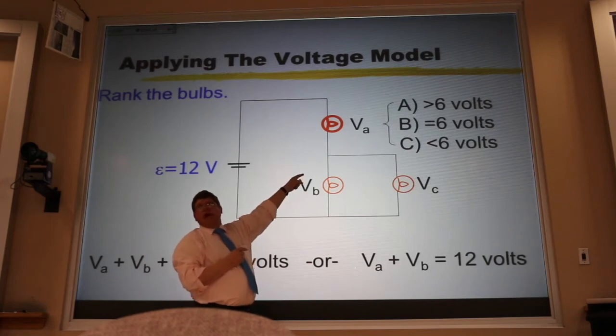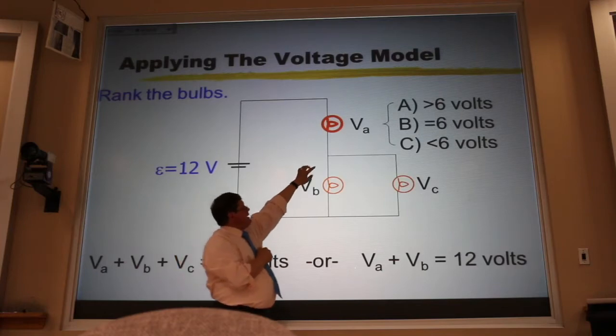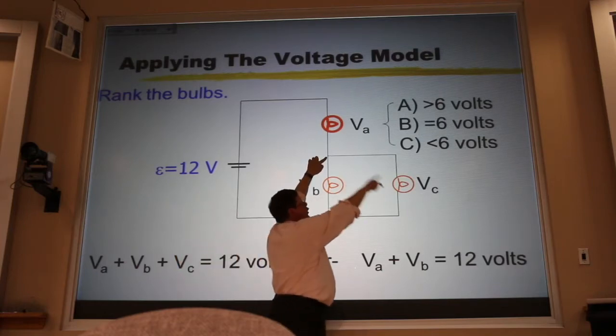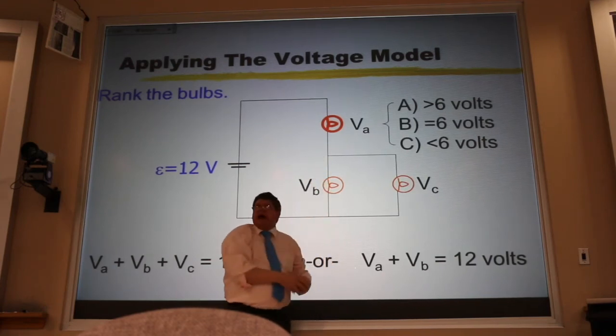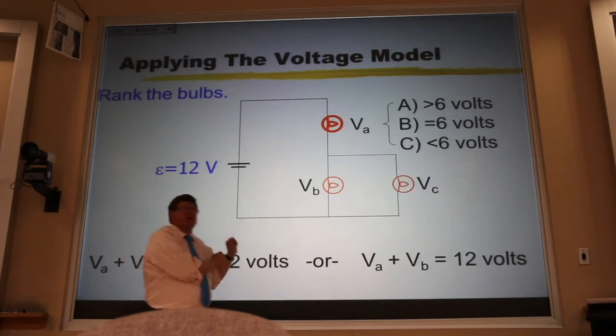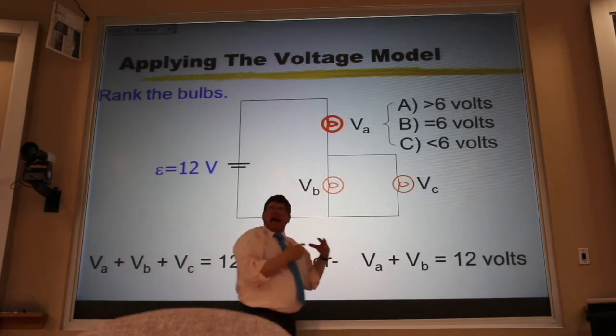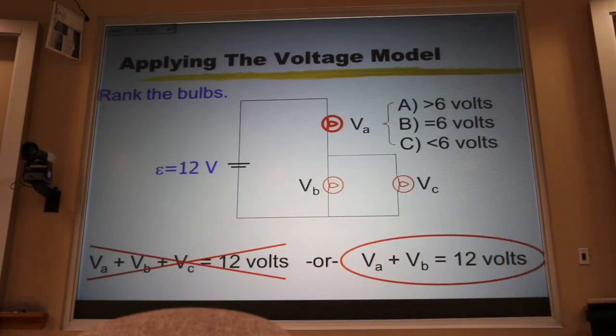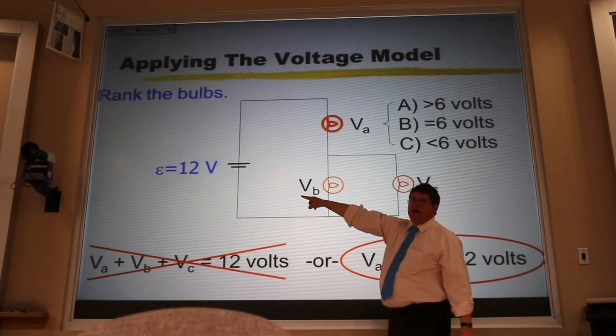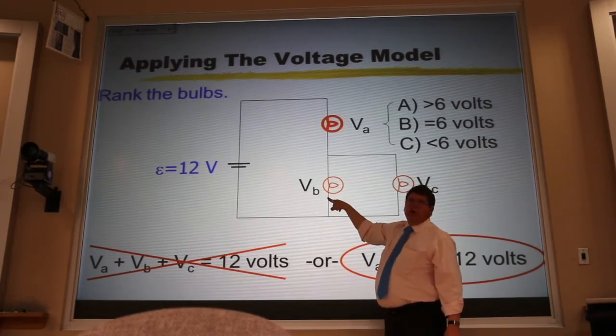Fred has to go through A. He has to fall through that drop. But then he can either go through B or through C, but not both. So that means the journey by Fred is either going to be A and B, and that's got to add up to the 12 volts, or it's going to be A and C, and that's going to add up to the 12 volts. So the one on the right is correct, the one on the left is garbage.